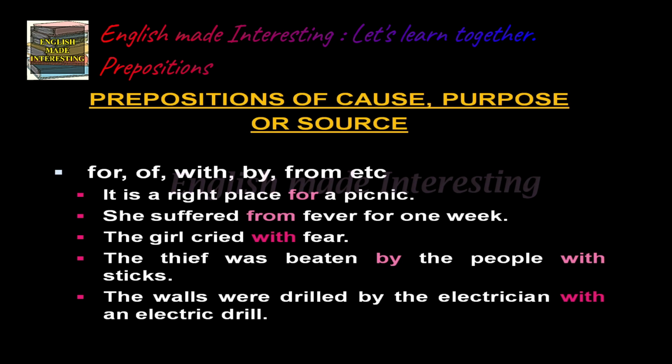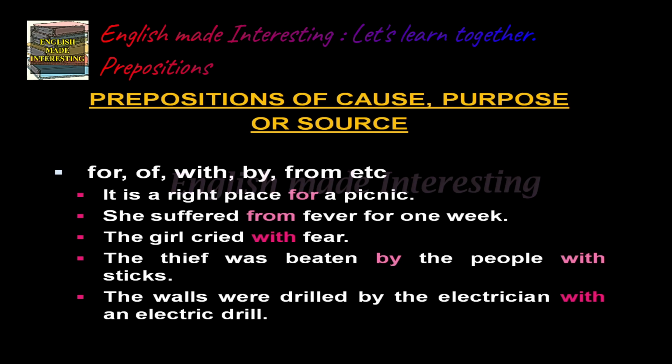Prepositions of cause, purpose, or source: for, of, with, by, from, etc. It is a right place for a picnic. So this is talking about a particular cause, purpose, or source. She suffered from fever for 1 week. The girl cried with fear.